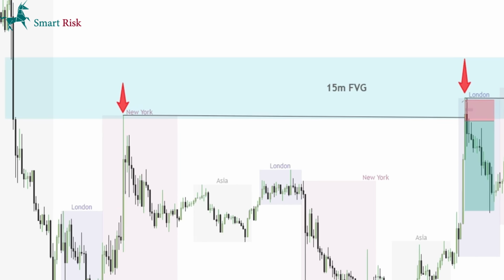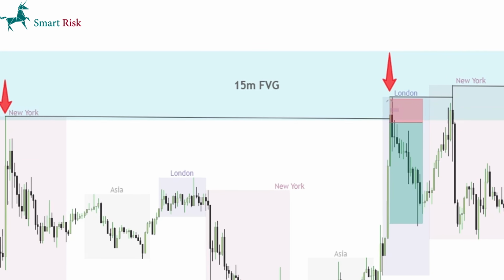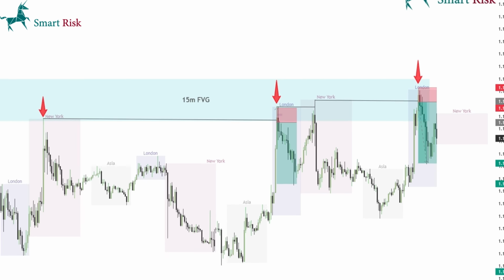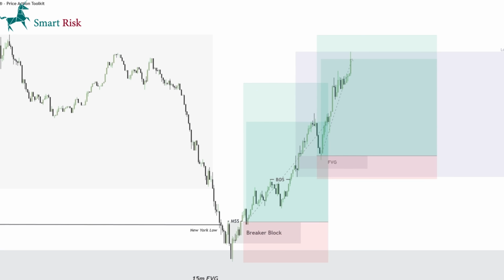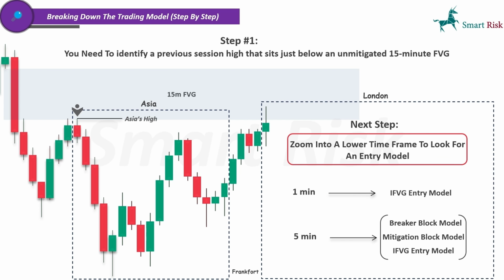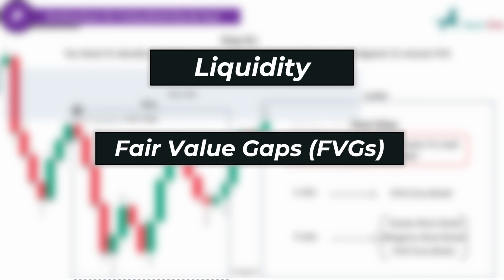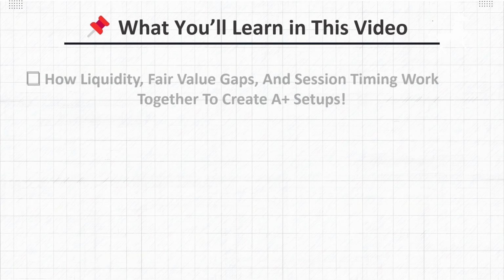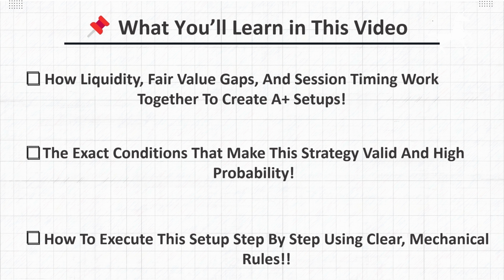In today's video, I'm going to break down one of the most powerful smart money concepts and ICT's trading strategy. A strategy that has the potential to skyrocket your win rate and help you consistently find A-plus setups. This is not just a random setup or some basic concept. It's an advanced trading model that combines liquidity, fair value gaps, and market session timing into one complete system. So make sure you watch until the end, because I'm going to walk you through it step by step and show you exactly how to apply it on your own charts using clear mechanical rules and a clean, actionable roadmap.